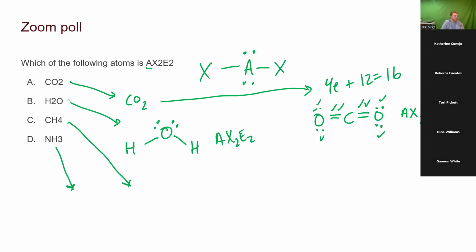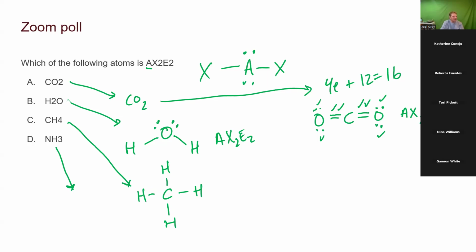Last but not least, I'm going to do all of them just so you guys can see this all played out. CH4. Well, this is our classic. This is what we started the class with. Each hydrogen brings 1 valence electron. Carbon brings 4 valence electrons. So CH4, 2, 4, 6, 8. 8 electrons. CH4 is good to go.